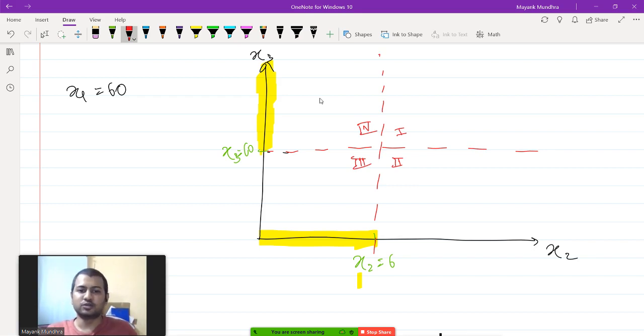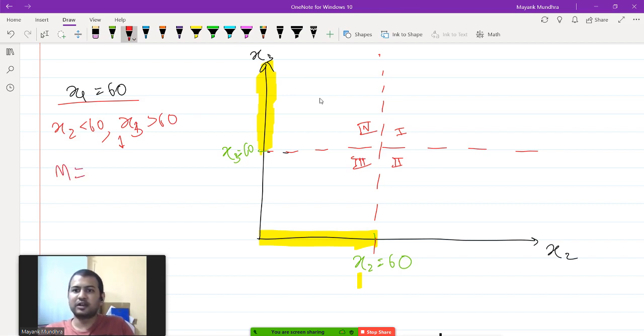When x2 is less than 60 and x1, x3 are greater than 60, x2 is dropped off and the final marks become (x3 plus x1) by 2. x1 is already given as 60, so this becomes 30 plus x3 by 2. This becomes your final mark.